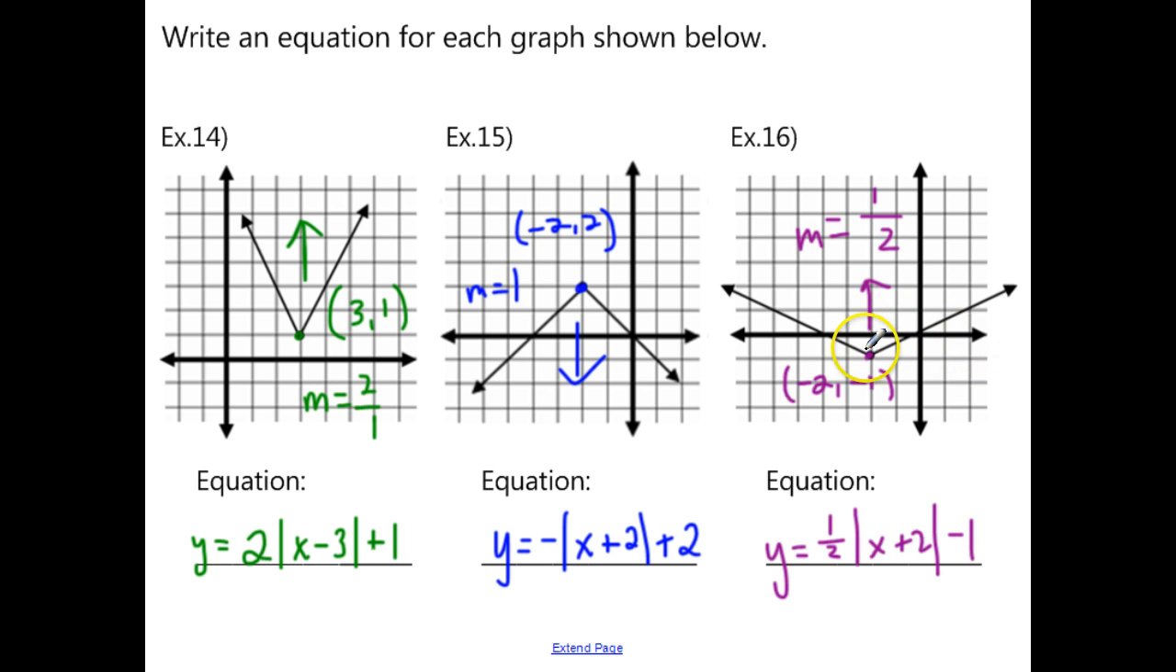So our essential information, the vertex is negative 2, negative 1. Our slope to the right is up 1 over 2, so we have 1/2. It opens upwards, so we have y equals a positive 1/2, that's slope to the right. Absolute value x plus 2, because our x coordinate needs to be the opposite of what it looks like. Absolute value, and then our y coordinate of the vertex, minus 1, that stays the same.